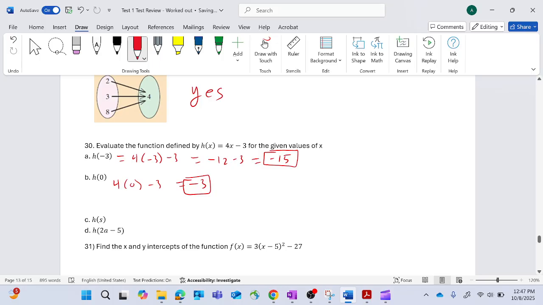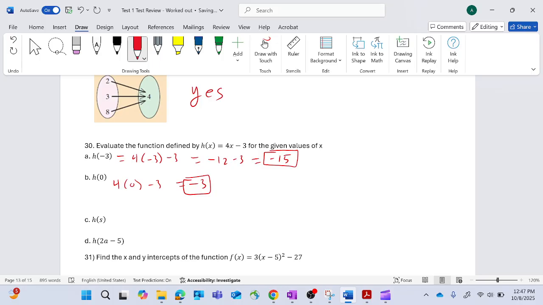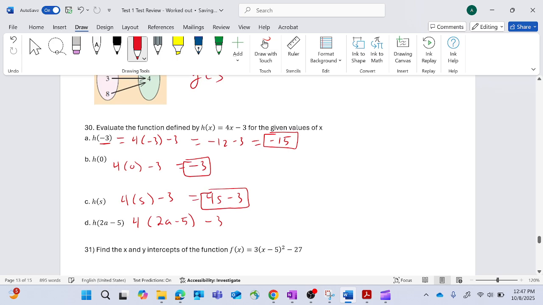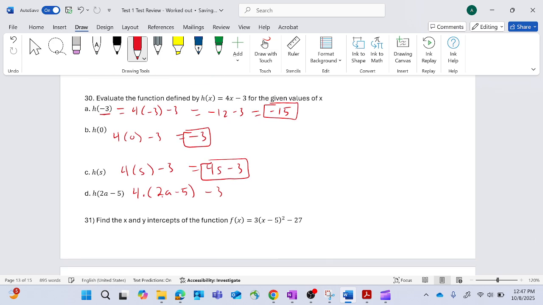For h of s, you're just going to plug in s for x. Because remember, all these problems, all you're doing is plugging in the value in for x. So when x is negative 3, you plug it in. So you have 4s minus 3. And then 2a minus 5 will be 4 times 2a minus 5 minus 3. I guess I should write this a little nicer. 4s minus 3. So remember, you always plug stuff in parentheses, then take it out. That's why in this last one, I have 4 times 2a minus 5, which gives you 8a minus 20 minus 3, or 8a minus 23.